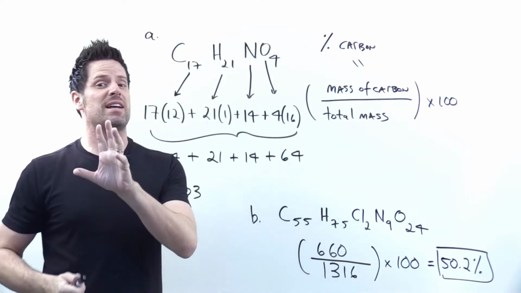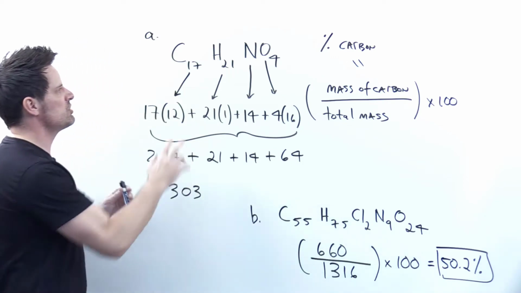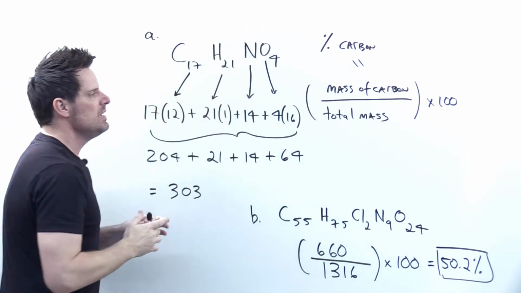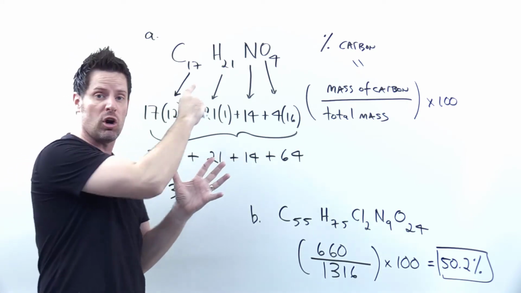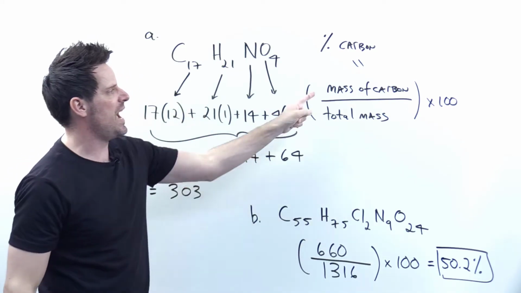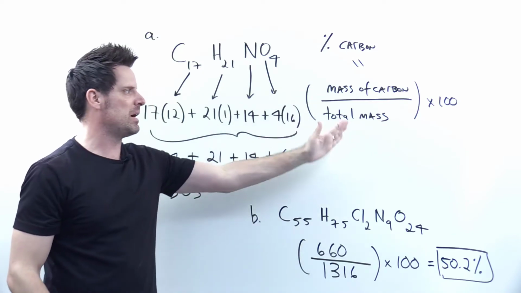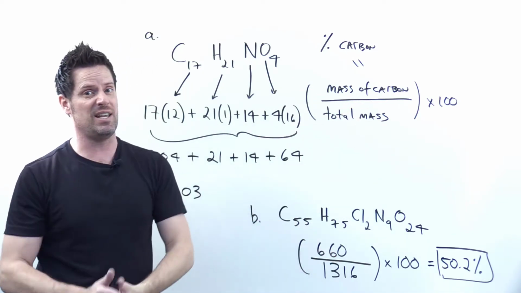To calculate the percent mass carbon, what we're going to do is figure out the total mass of the entire formula, put that in the denominator, and then separately figure out the mass of just the carbon inside that formula, and put that in the numerator. We divide the top by the bottom, times it by 100, and that's it.